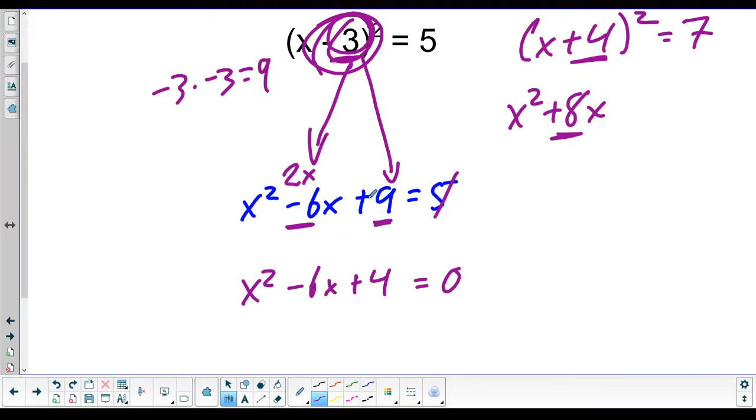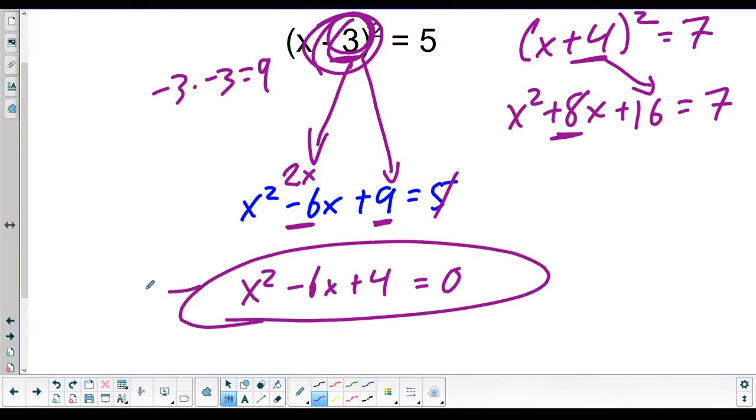It's always going to be positive. Same thing here. If we took this without having to really think too hard, we know that this last number has to be this number squared. So it'd be +16 equals 7. All right. So we want to be able to take this thing and get back to that thing. We want to force it to be a perfect square. So how are we going to do that?